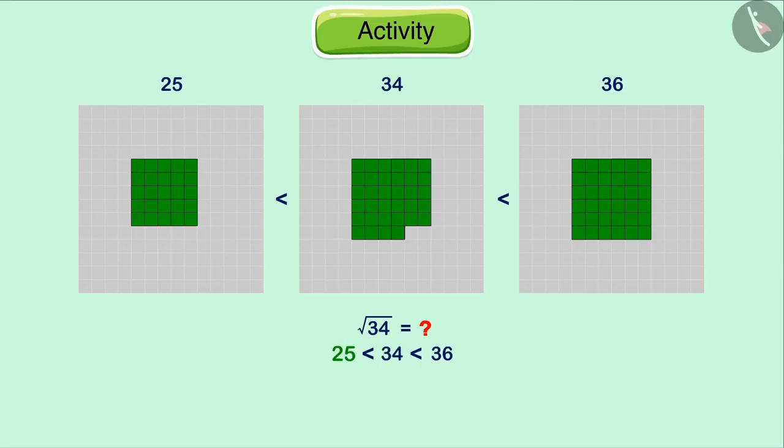But 34 falls between 25 and 36. Therefore, the square root of 34 will also be somewhere between the square roots of these numbers, which means the square root of 34 will be between 5 and 6. It will be more than 5 but less than 6. And in this way, we estimated the square root of the number 34, which is not a perfect square.